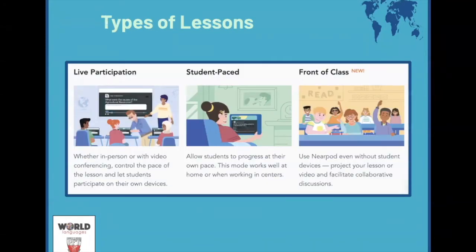There are 3 types of lessons: live participation, student pace, and front of class. Live participation is when teachers control the pace of the lesson and students' participation in the lesson. Student pace is when students can control the pace of the lesson and can work on lesson activities independently or in class. Teachers can schedule the lesson accessibility for students. And lastly, front of class. This is when teachers can use Nearpod in front of their class without students needing their devices to engage in the lesson.